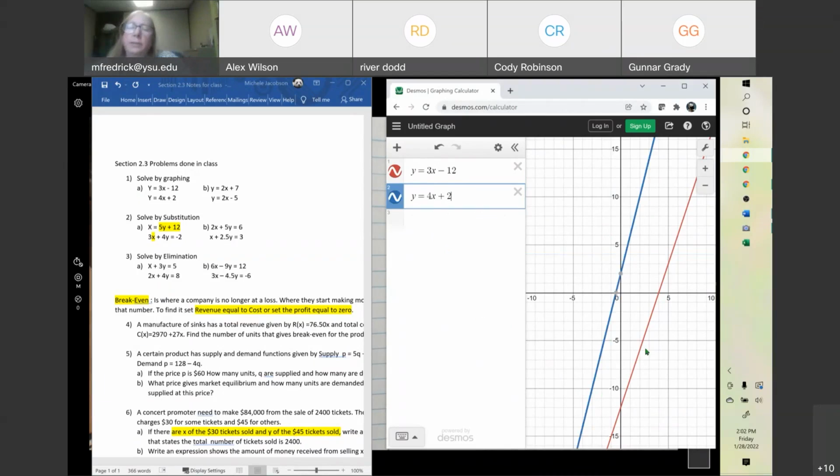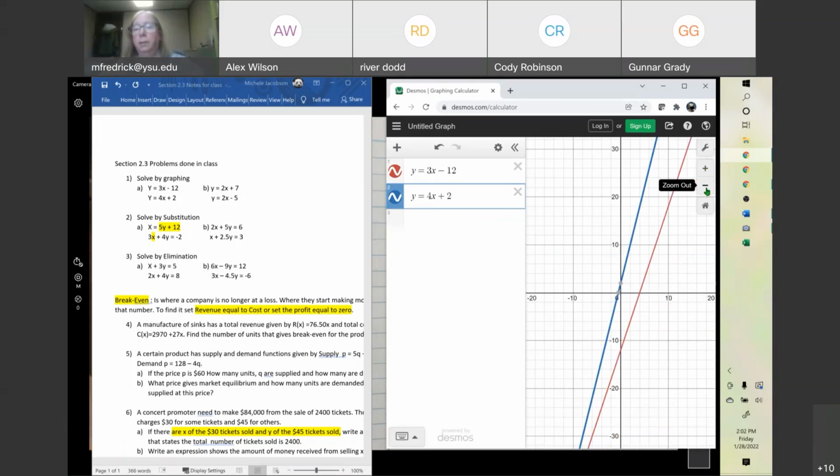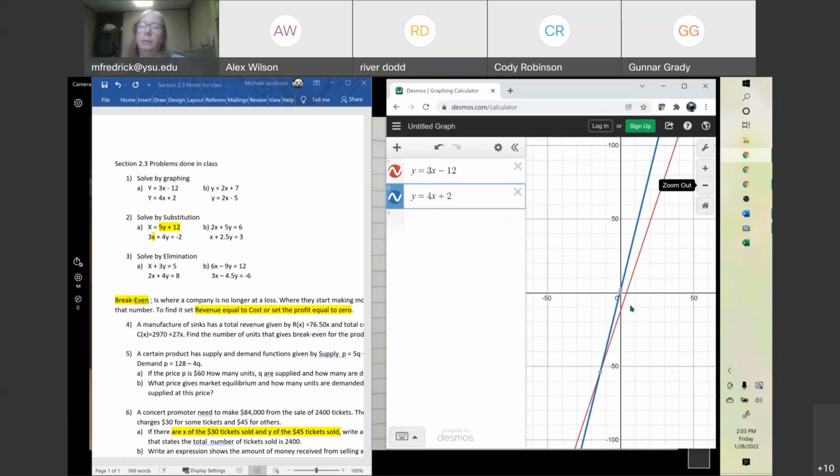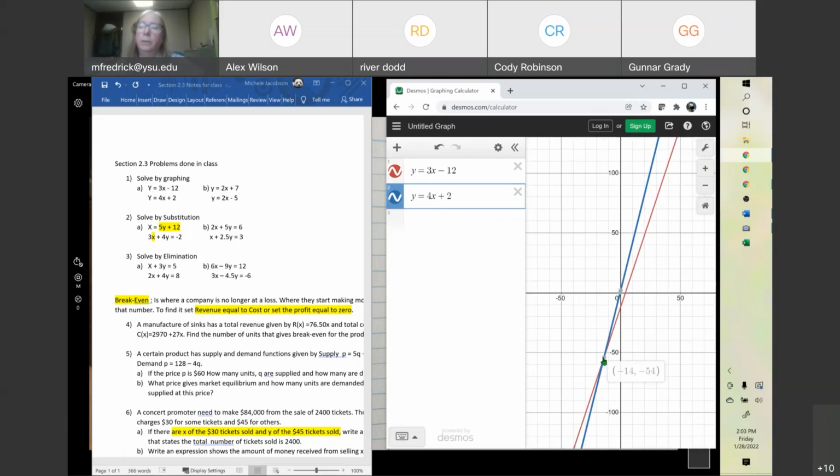Now notice it doesn't show. When it doesn't show, you don't really want to do a window, because with the scatter plot, we can see our x values and our y values to make a window. But here, we would just be guessing. So you can zoom in or out, depending on what you need. This one we want to zoom out so we can see more. There it is. You can click on it and it will give you your answer.